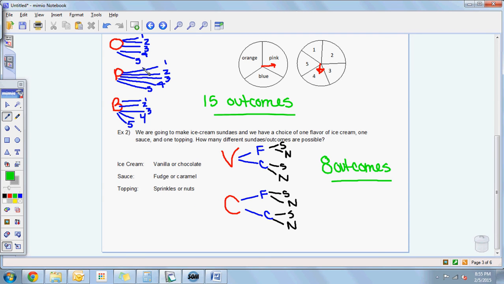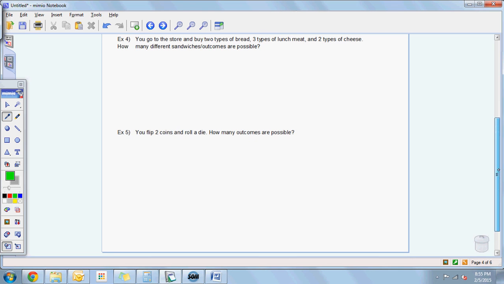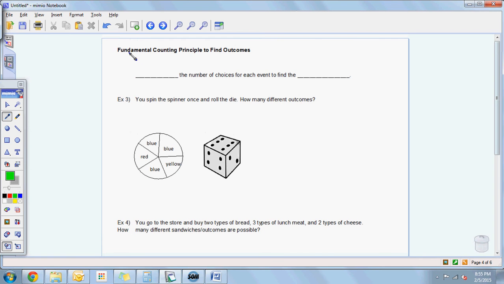Now, a lot of people don't like this method. If you're a visual person, it might be good for you, but I'm going to teach you a shortcut for the counting principle that I think you might like. Alright, so we're still going to use the counting principle, but as a shortcut, instead of doing the tree, a faster way to do this is to multiply the number of choices for each event to find the outcomes. Now, this is the same concept, it's just a faster way of doing things, okay?